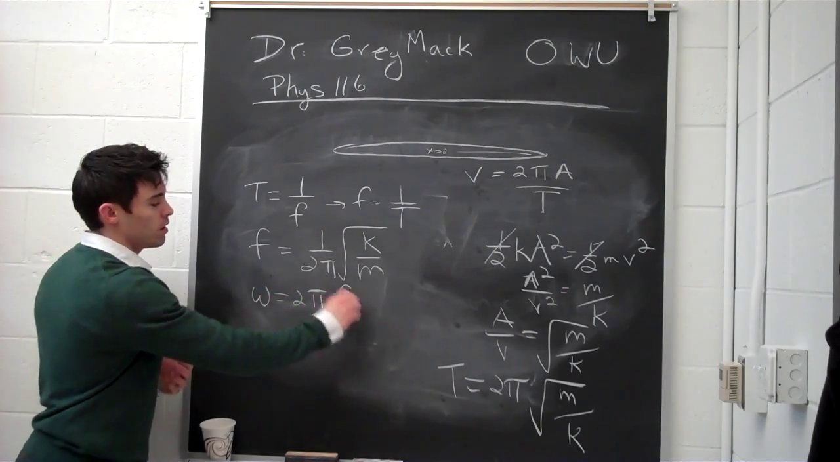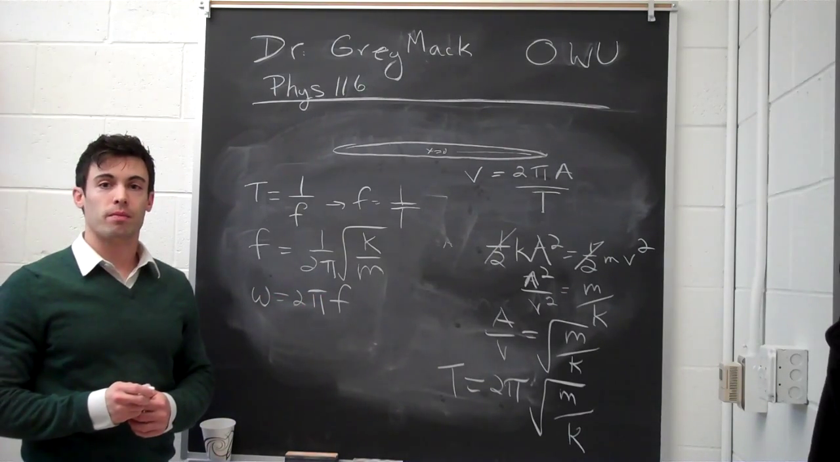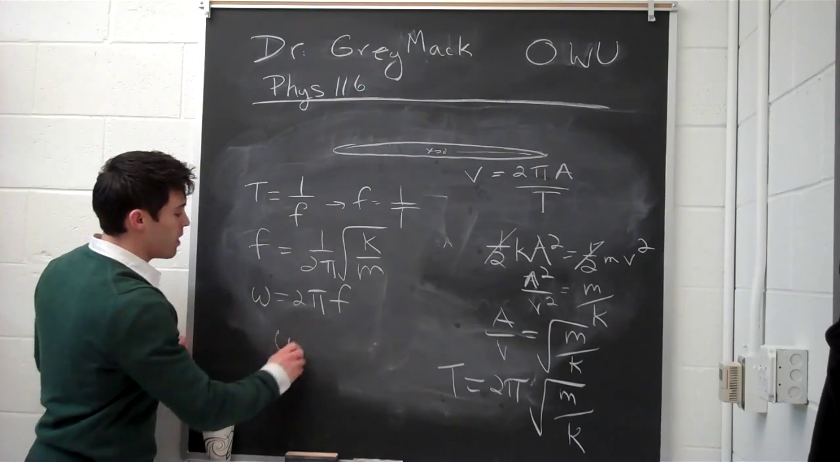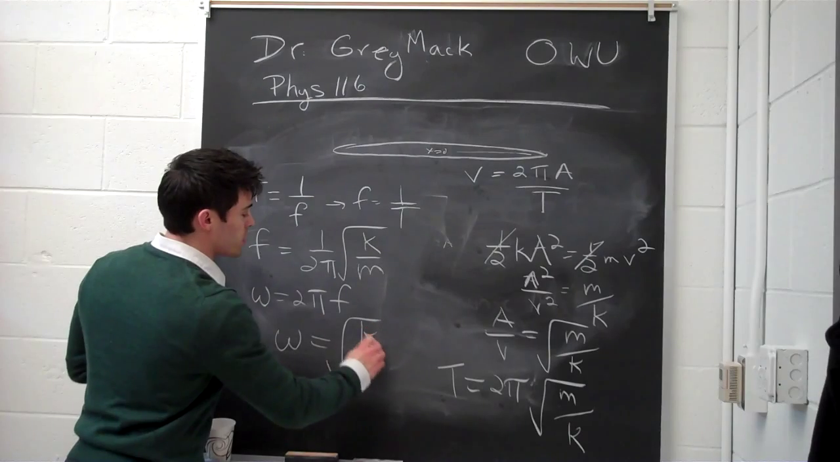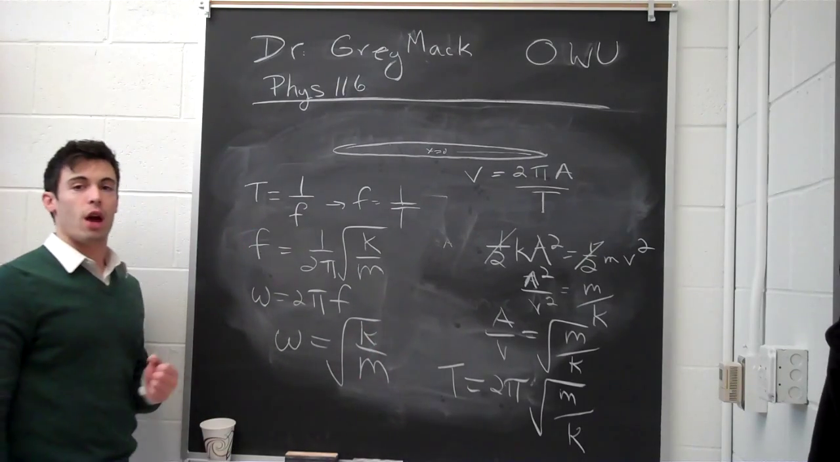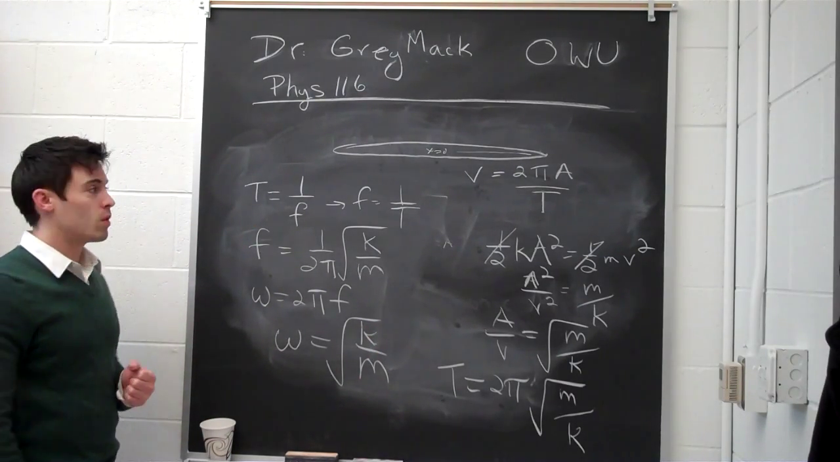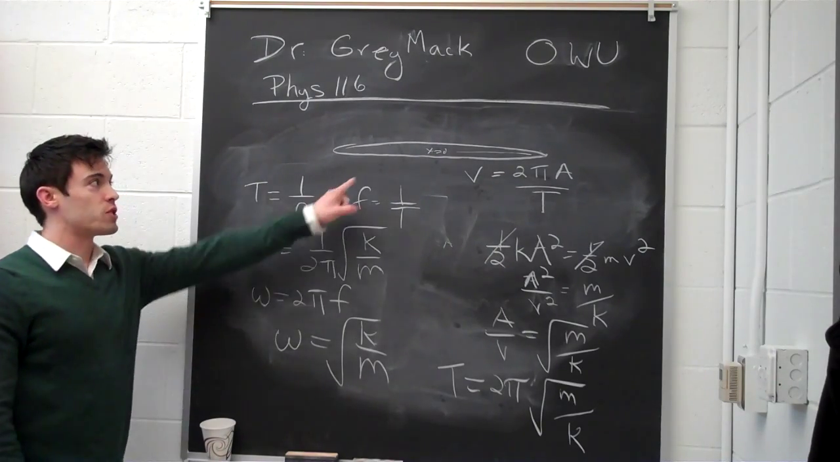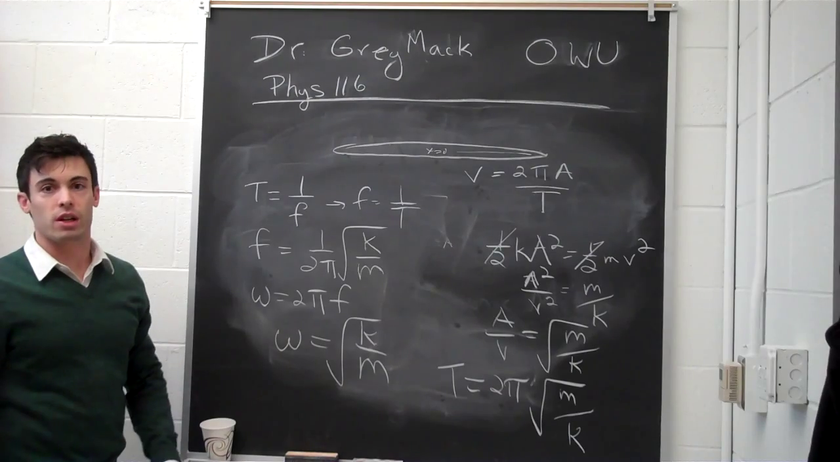But we also know that we can relate this to the angular frequency, where omega is equal to 2 pi times f. And so f is equal to omega over 2 pi, which means that omega, the angular frequency, is equal to the square root of k over m. Okay. So that's the angular frequency, or also actually the angular speed of this thing moving in a circle.